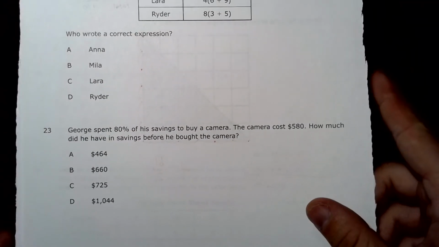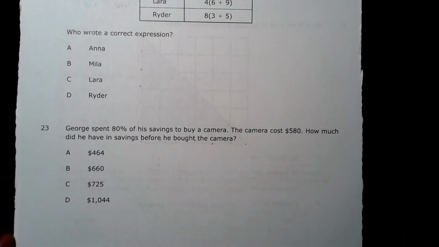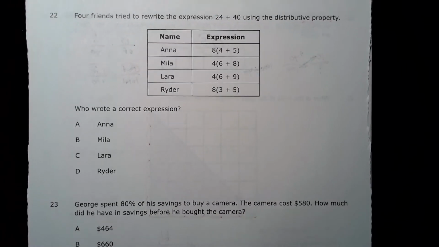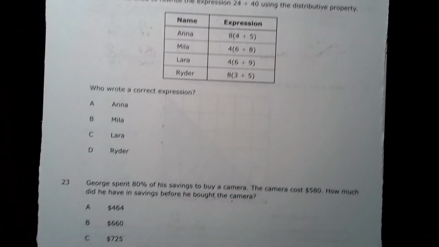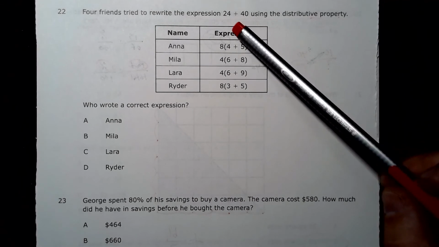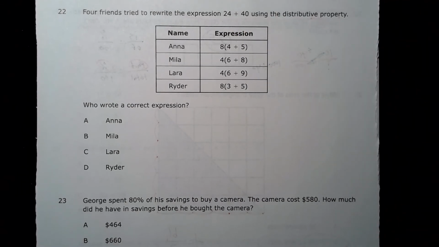And the last problem that we will try today, number 22, or I should say the last problem we will try this week, four friends tried to rewrite the expression 24 plus 40 using the distributive property. Who wrote the correct expression? Was it Anna, Mila, Lara, or Ryder? Well, to rewrite something using the distributive property, we have done this one as well. It's a very short list of things we haven't done in class.